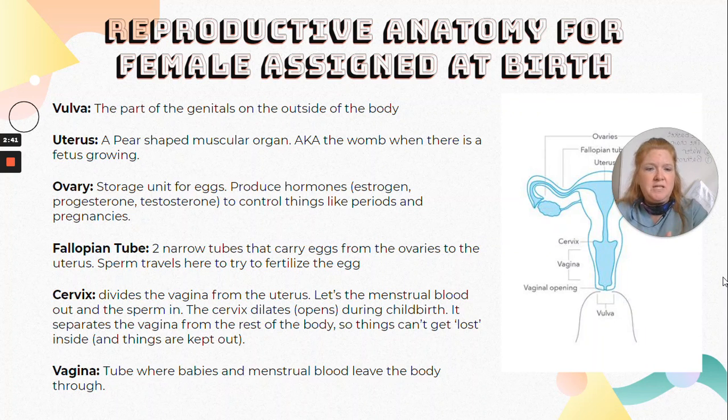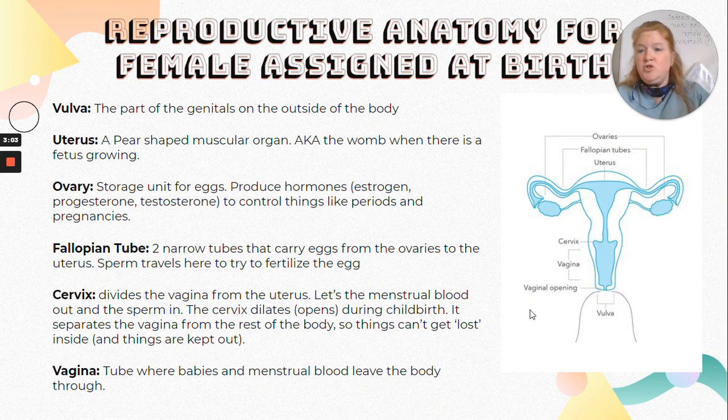That's the part on the outside of the body. So when we're referring to the genital area, we're referring to the vulva. The uterus, called the womb. That is where a fetus will grow. It is a very muscular organ. It has to work very hard in contractions during childbirth. It is also where menstrual blood will come from. And that lining will be shed.